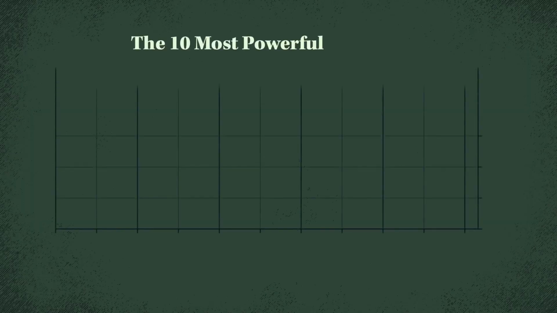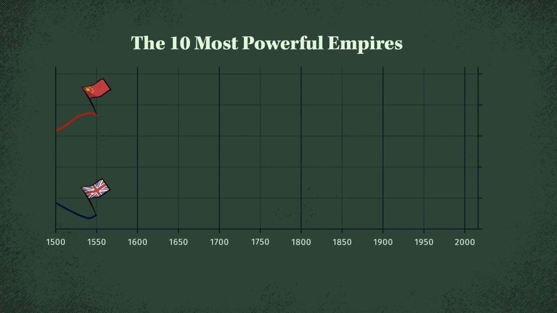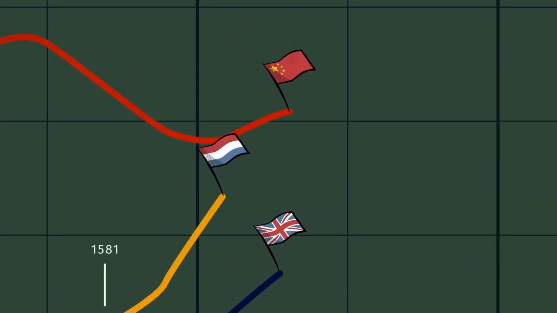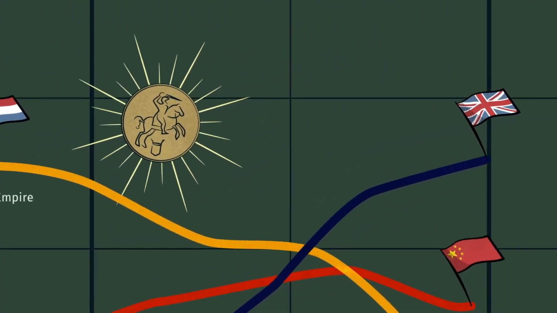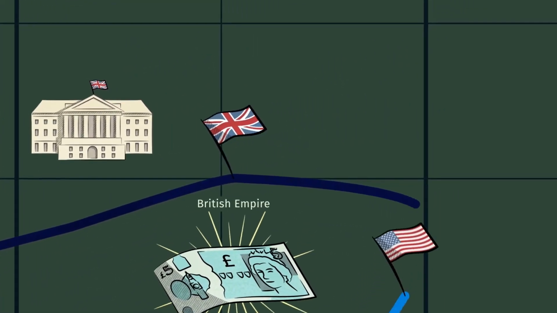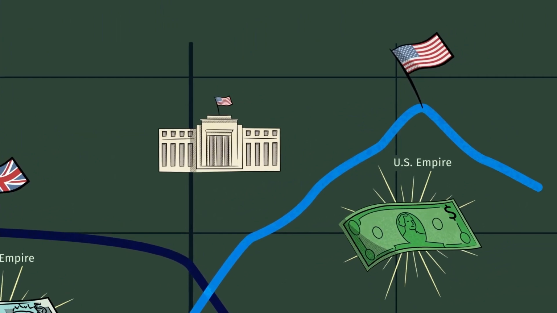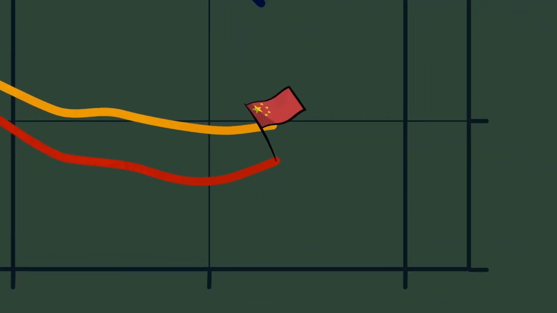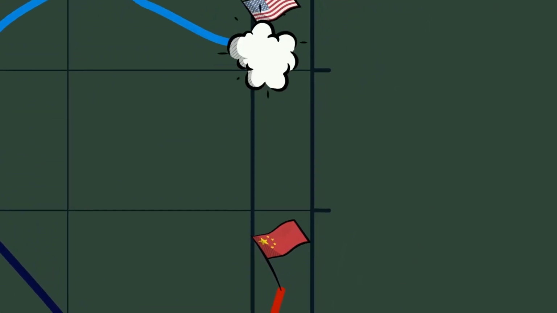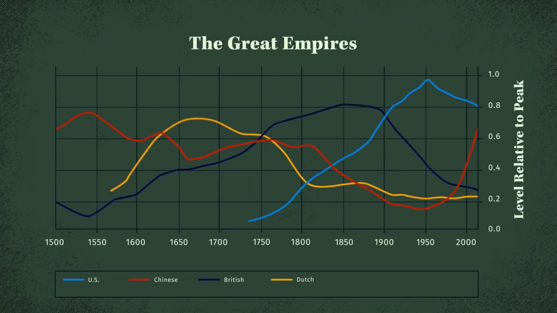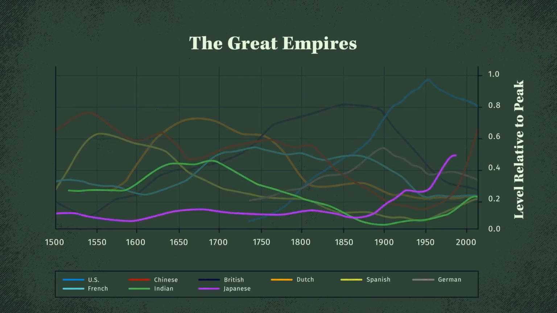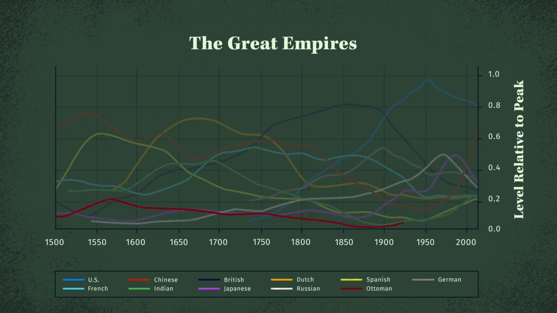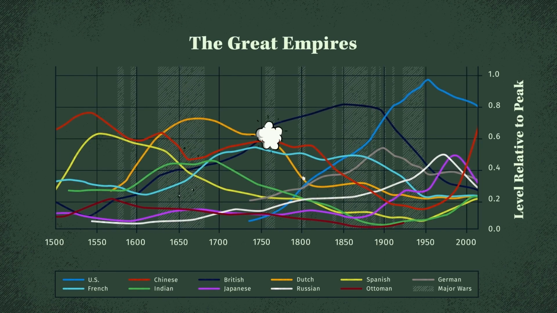I studied the 10 most powerful empires over the last 500 years and the last 3 reserve currencies. It took me through the rise and decline of the Dutch Empire and the guilder, the British Empire and the pound, the rise and early decline in the United States Empire and the dollar, and the decline and rise of the Chinese Empire and its currencies, as well as the rise and decline of the Spanish, German, French, Indian, Japanese, Russian, and Ottoman empires, along with their significant conflicts, as measured in this chart.